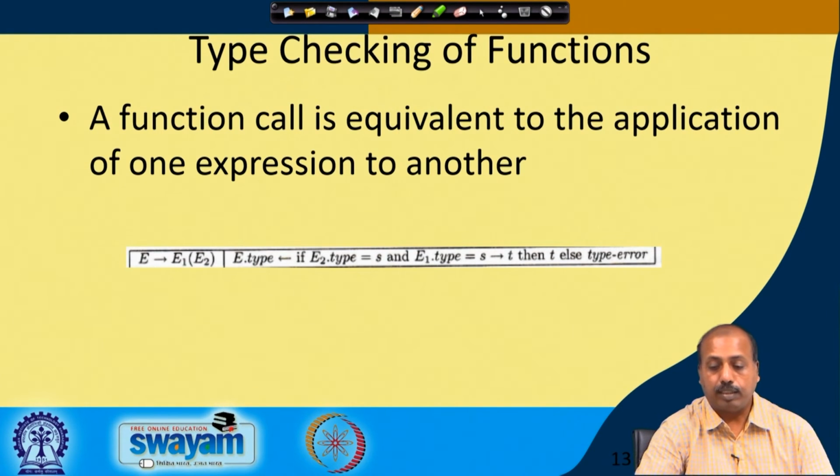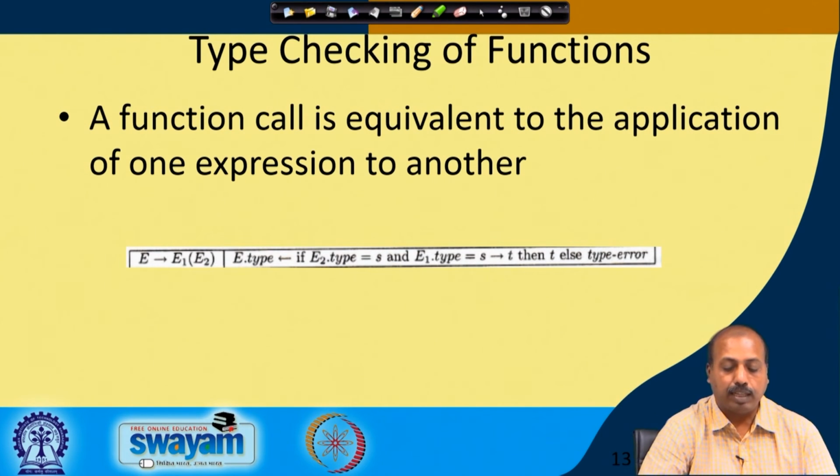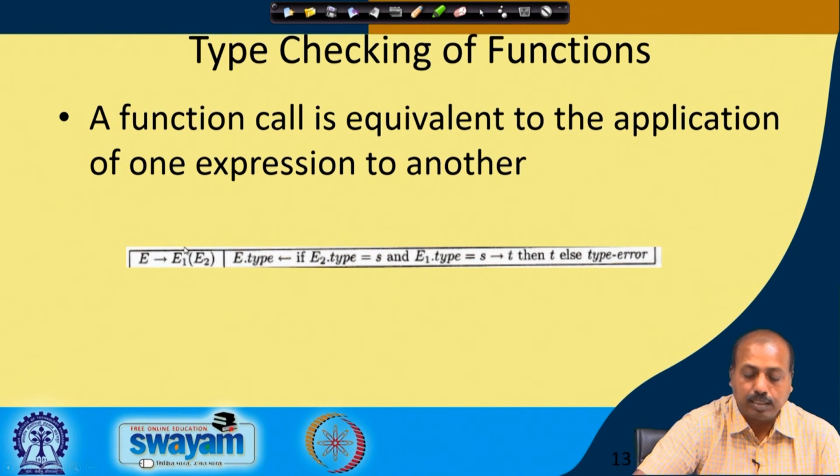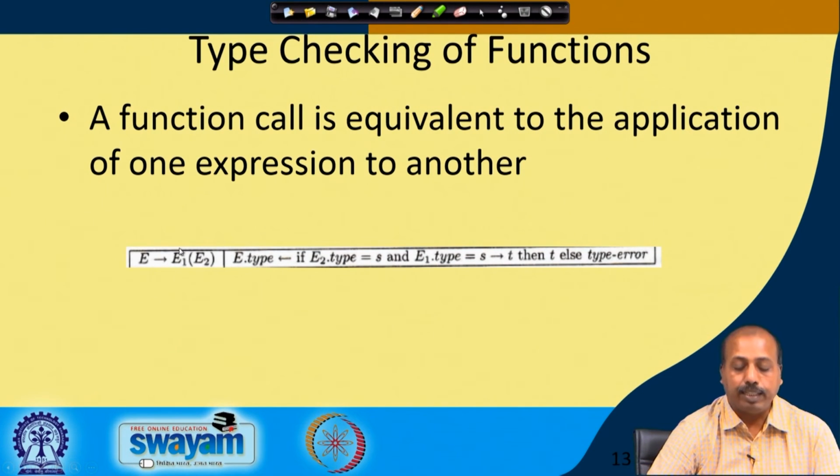Now, type checking of functions. Suppose we have something like E producing E1 within brackets E2. This is a function call. E1 is expected to be some ID, and E2 is expected to be the parameters that we are passing. So, E.type is T if E2.type equals S, and E1.type is S to T.